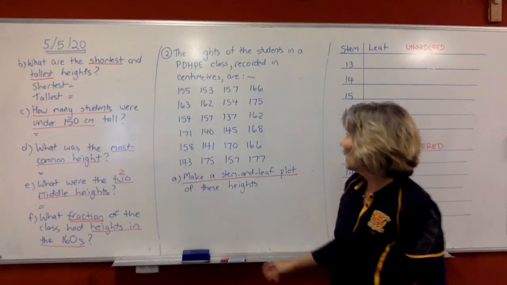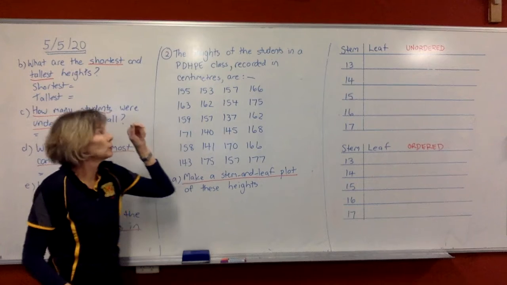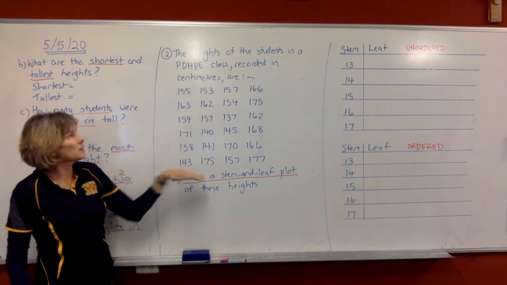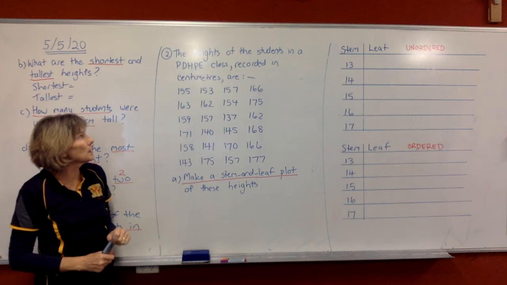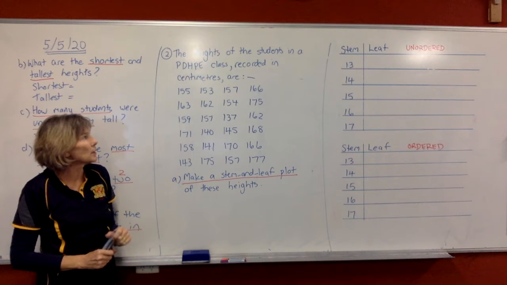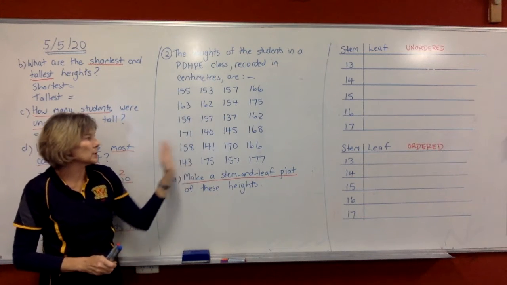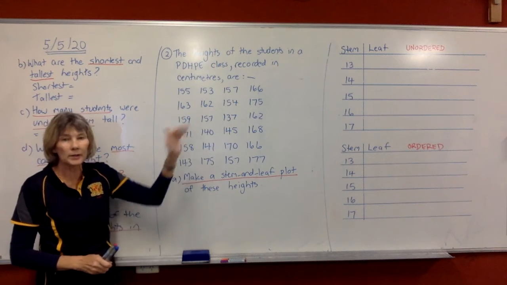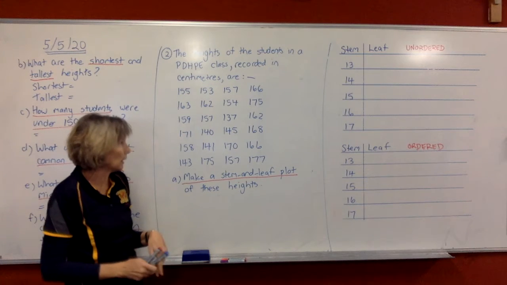Okay, so boys, we're starting here at number 2. This is the information we have: the heights of the students in a PDHPE class recorded in centimetres. Each one is the height of a student. We are making a stem and leaf plot for these heights.